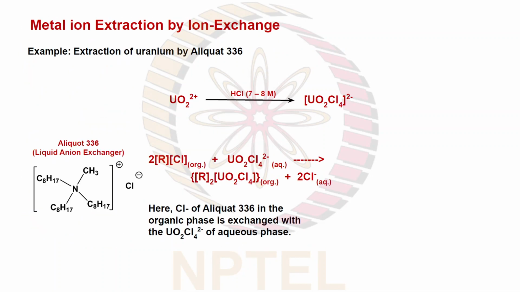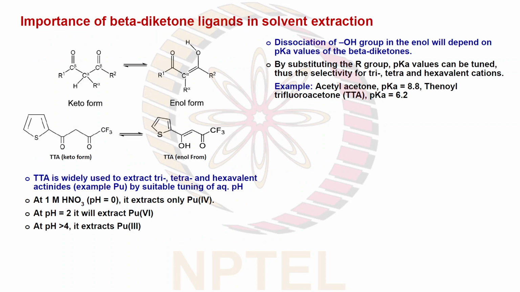Okay, then metal ion extraction by ion exchange, and the importance of the beta diketone ligand in solvent extraction. For example, there is a keto-enol form. Now TTA is widely used to extract tri, tetra, and hexavalent actinides by suitable tuning of aqueous pH. At 1 molar HNO3, pH equal to 0, it extracts only plutonium 4. At pH equal to 2, it will extract plutonium 6. At pH greater than 4, it extracts plutonium 3.